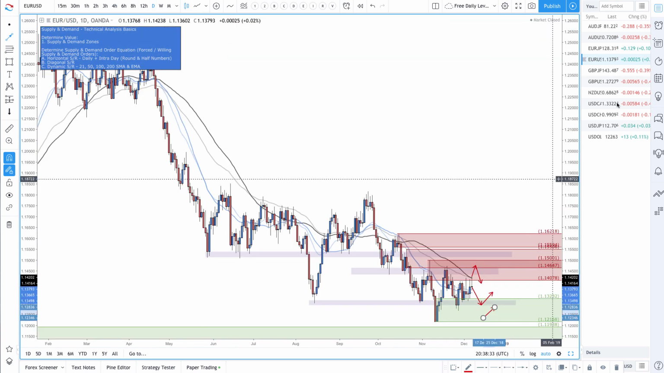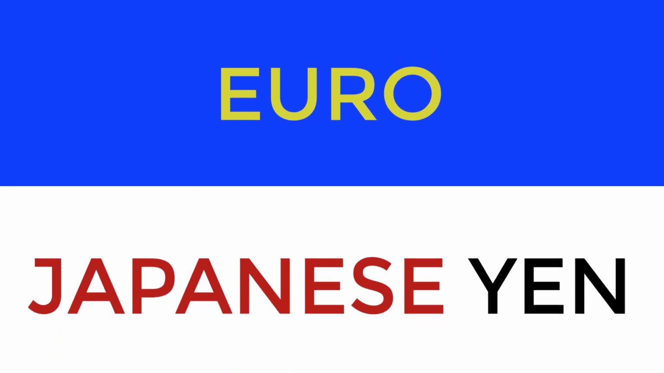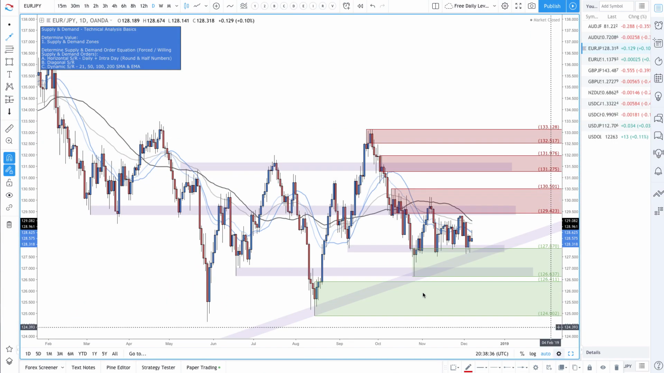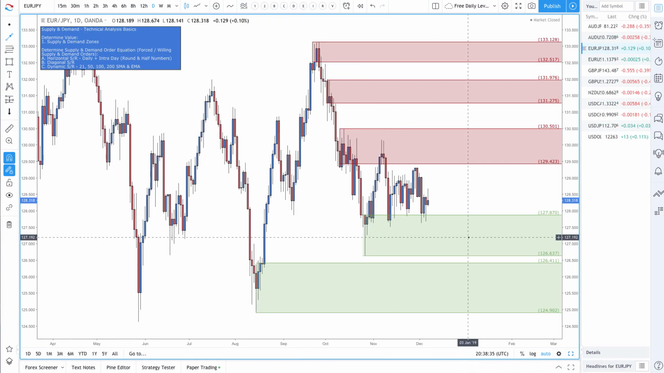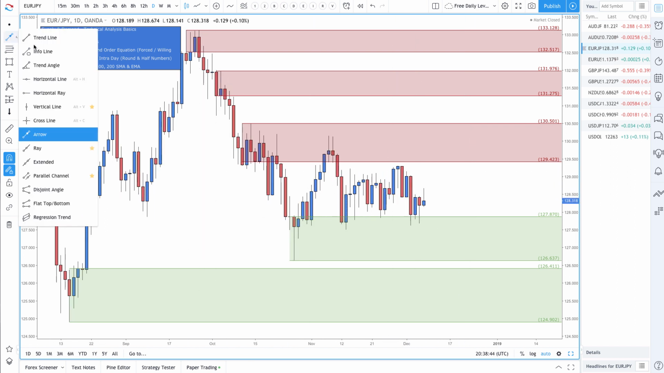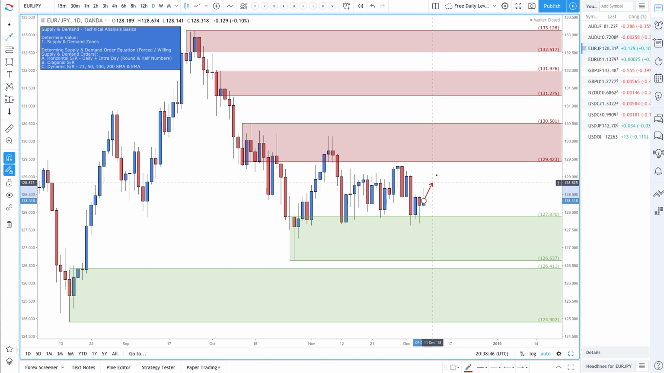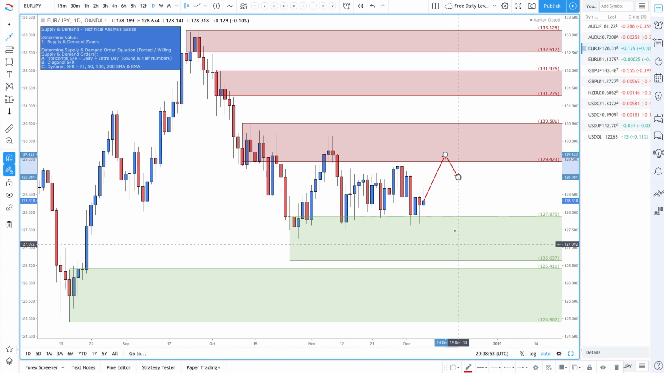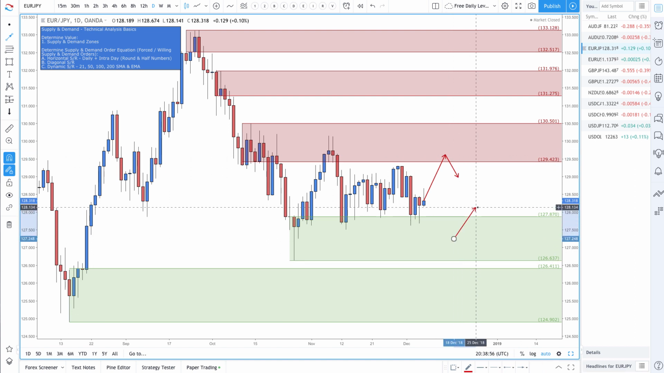Going back to the daily, and let's move on to the euro yen. Again, we've literally just gone in this sideways range. Being a buyer of the yen, you're going to need prices to obviously move up to here before looking to get short. Buy of the euro, you're looking at obviously demand around here.